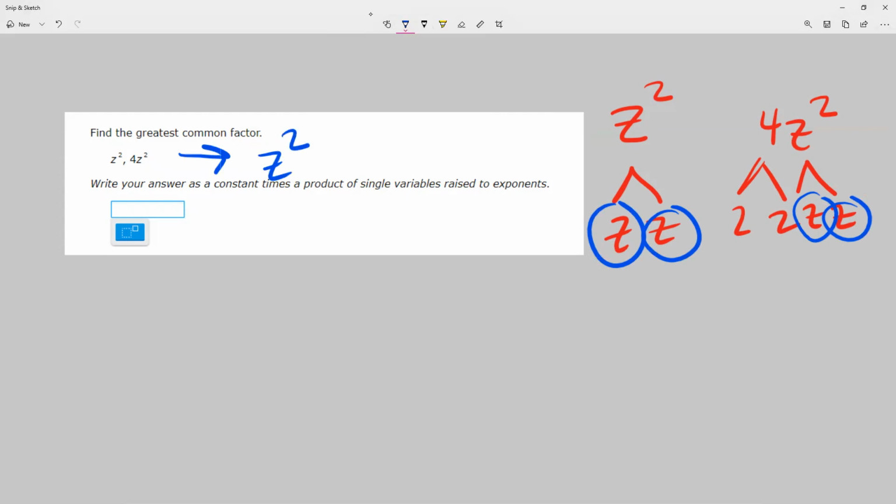If you look at this, there is no 4 in the first term to take out, right? There's no number, so I can't factor anything out. I can't divide anything out of it because it doesn't exist.